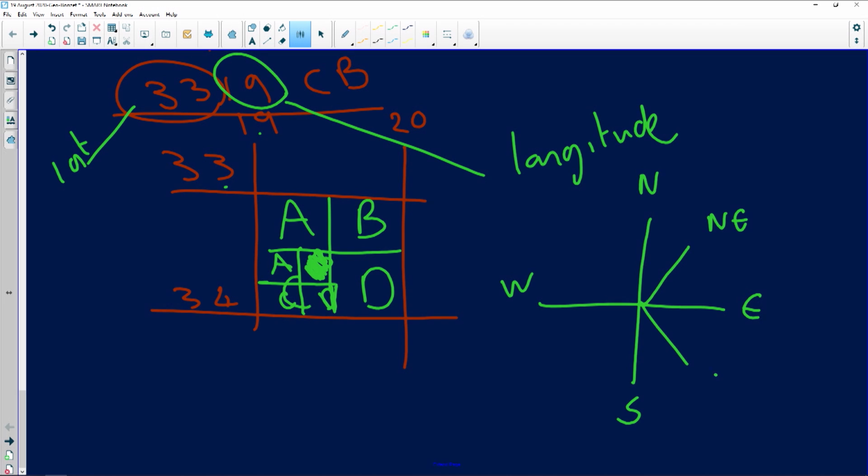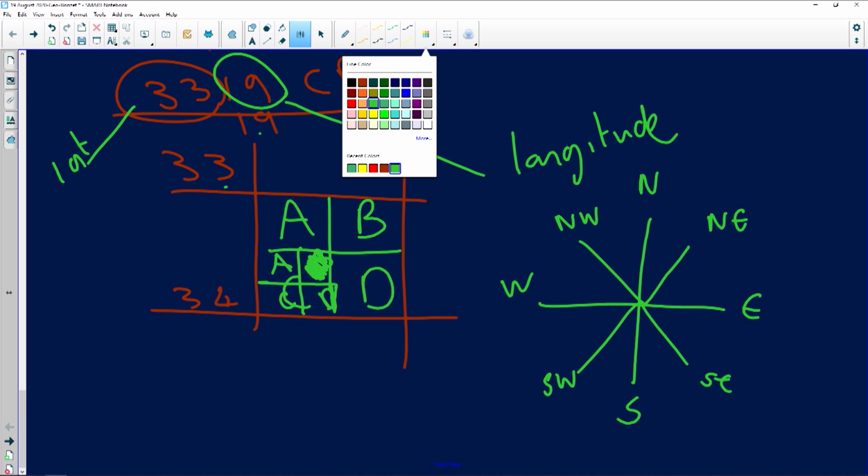Northeast, southeast, southwest, northwest. Remember, that's only 1, 2, 3, 4, 5, 6, 7, 8 cardinal points. We still need to add a little bit more.